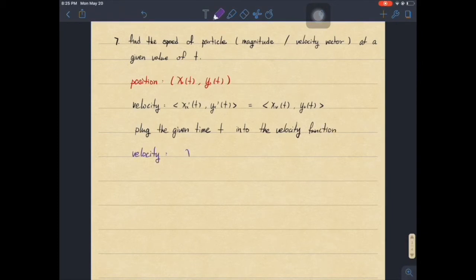The speed will be the square root of the velocity in the x direction squared plus the velocity in the y direction squared. To understand why we use this equation, we can draw a little triangle.